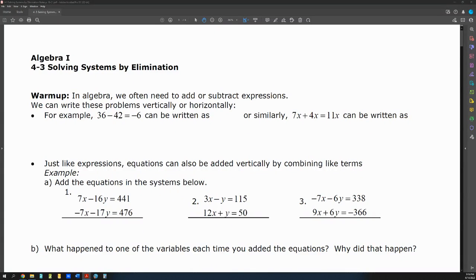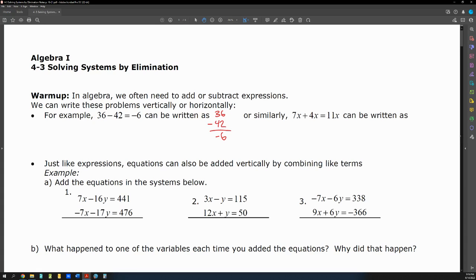Hi everyone. Today we're going to be looking at 4.3, which is solving systems of linear equations using the elimination method. To warm up, I want to just look at some of these equations here. We have 36 minus 42 equals negative 6. This can be rewritten vertically as 36 minus 42 over negative 6, like this.